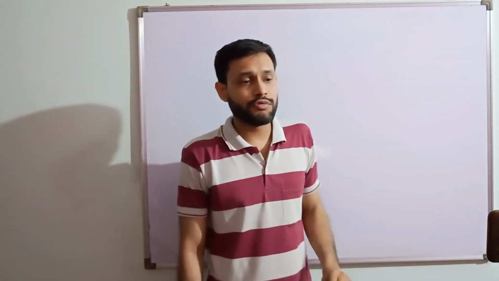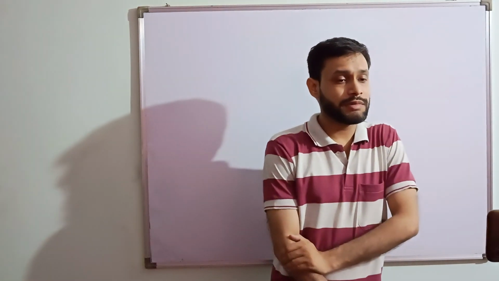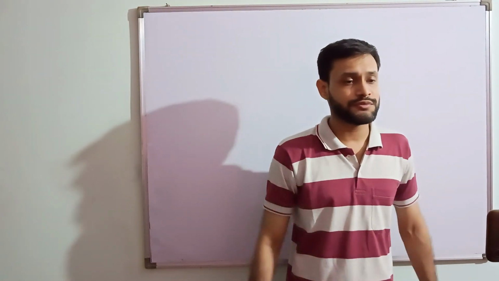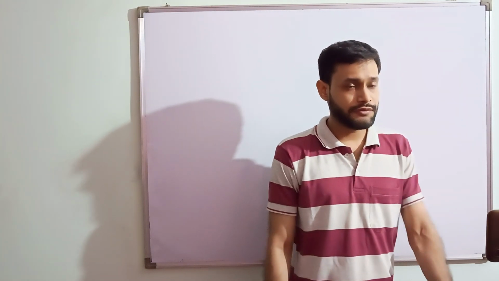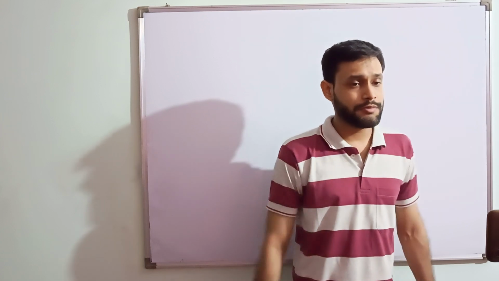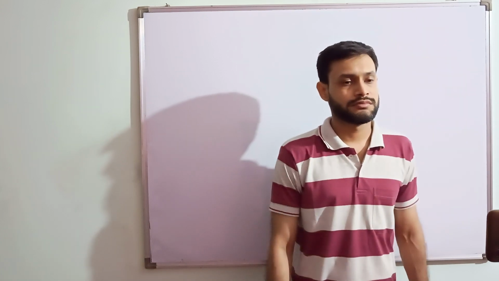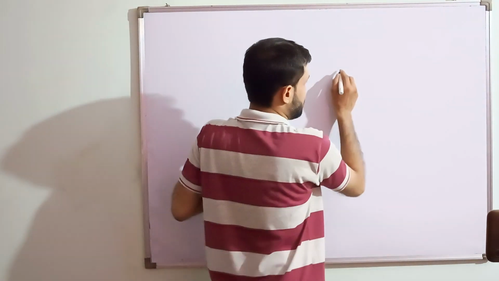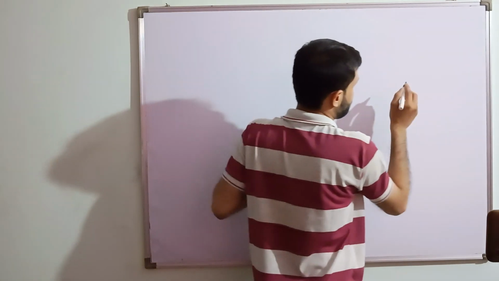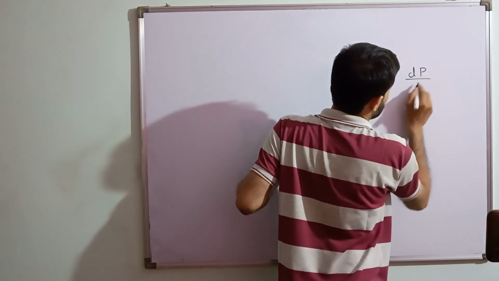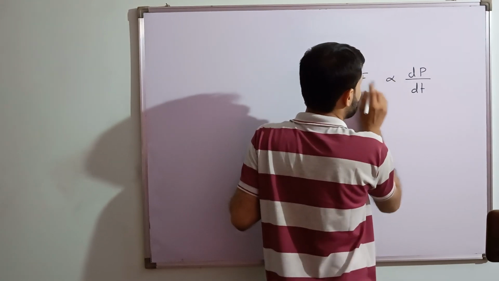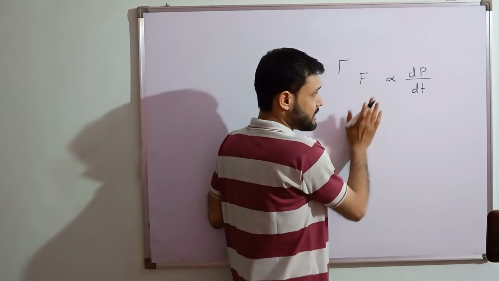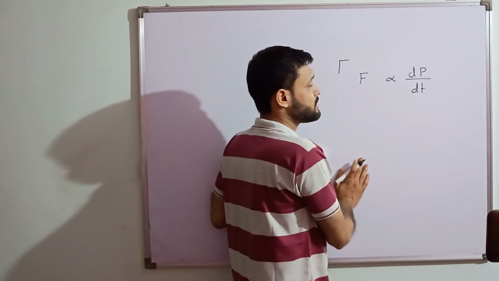Newton's second law of motion says that the rate of change of momentum is directly proportional to the external unbalanced force. This is the actual statement. The rate of change of momentum is directly proportional to the external unbalanced force. Are you getting this thing? We say like this: the rate of change of momentum, how can we write? We can write dP by dt. The rate of change of momentum is directly proportional to the external unbalanced force. This is the actual statement, isn't it?